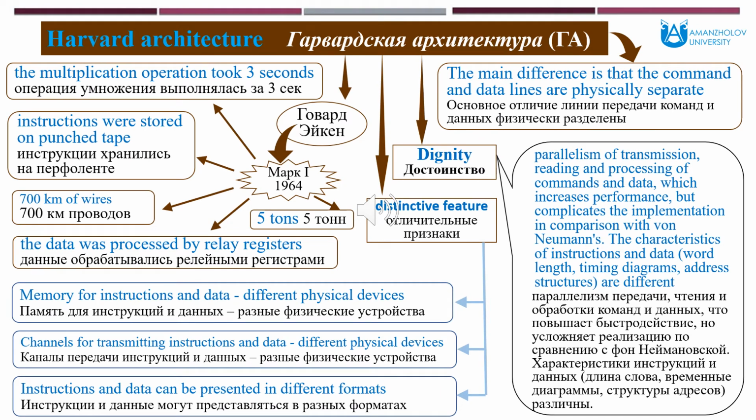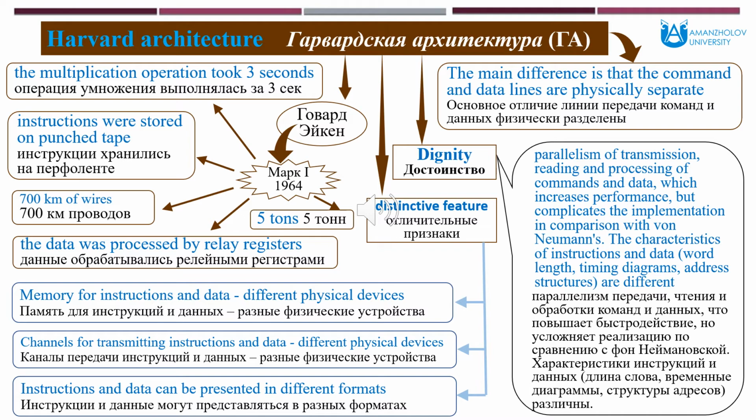Harvard architecture: the multiplication operation took 3 seconds. Instructions were stored on punched tape. 700 kilometers of wires. The data was processed by relay registers, which weighed 5 tons. The main difference is that the command and data lines are physically separate.